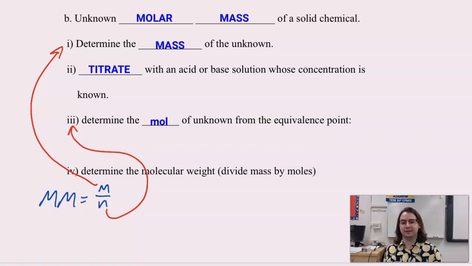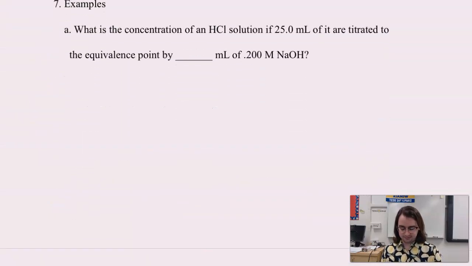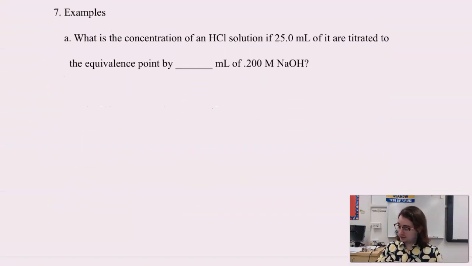So let's do a little practice. Like I said, this sounds like it's kind of complicated, but it's actually a lot easier than you think once you get into it. So let's look at this one here. It says, what is the concentration of an HCl solution if 25 milliliters of it are titrated to the equivalence point by 45 milliliters of a 0.2 molar NaOH?